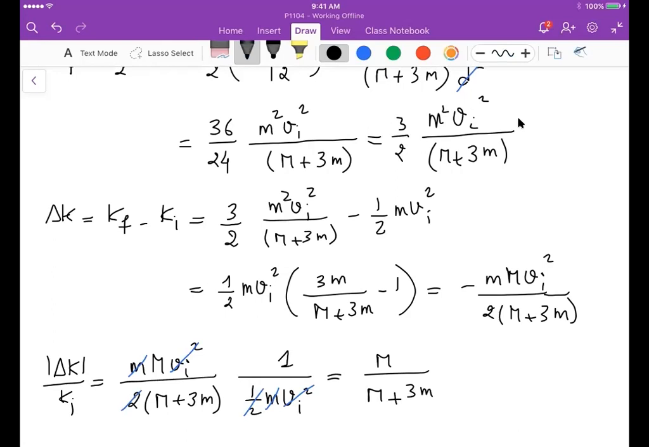And so this is the fractional loss in the kinetic energy in this interaction, or in this collision between the rod and the projectile. This is it for this problem.